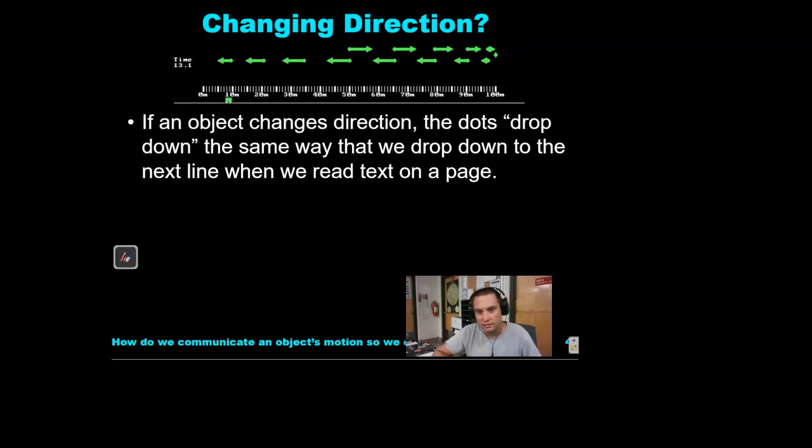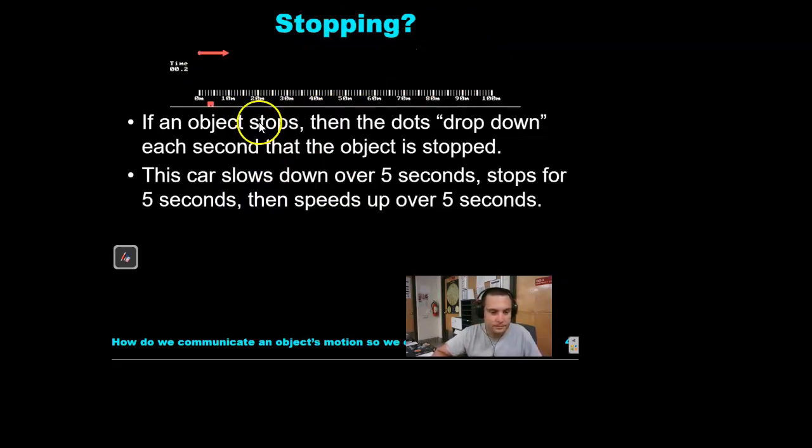Well, kind of. Point is, you go one line, and then the next line, and then the next line. We obviously don't read like that. The car slows down over 5 seconds, stops for 5 seconds, and then speeds up for 5 seconds.